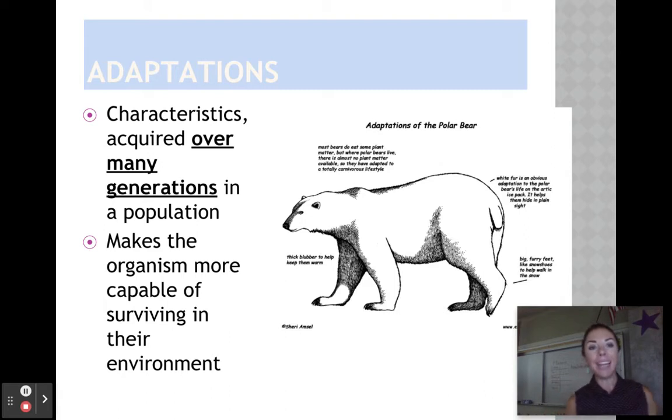Okay, adaptations are different from inherited traits. Remember, we talked a little bit about that. An adaptation is a characteristic that is acquired over many generations. We use the word adaptation like, I adapted to the situation, I adapted to the environment. But adaptations are characteristics that don't just happen within a certain amount of time. They go over many generations.